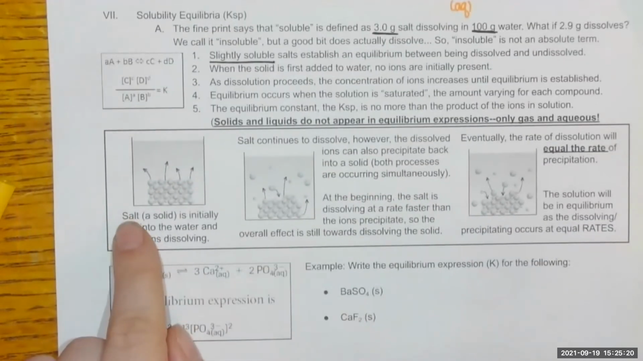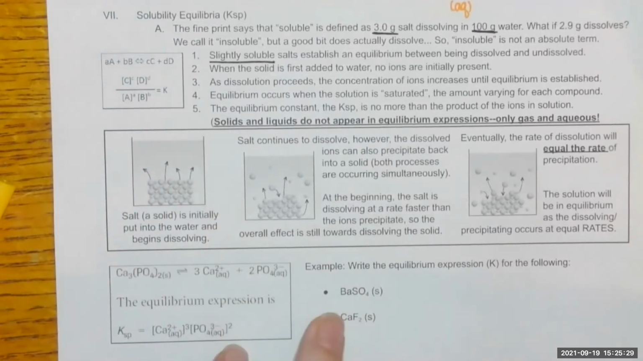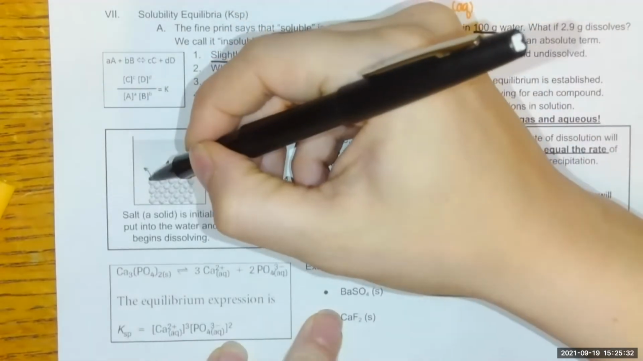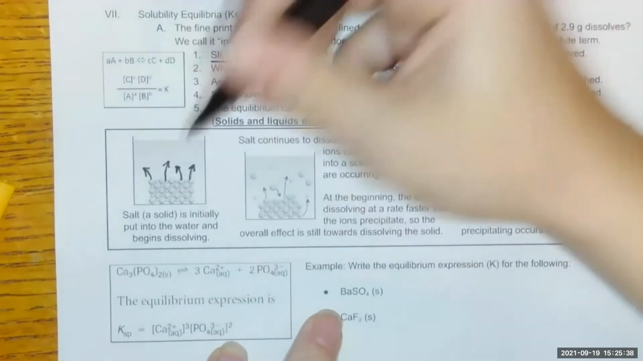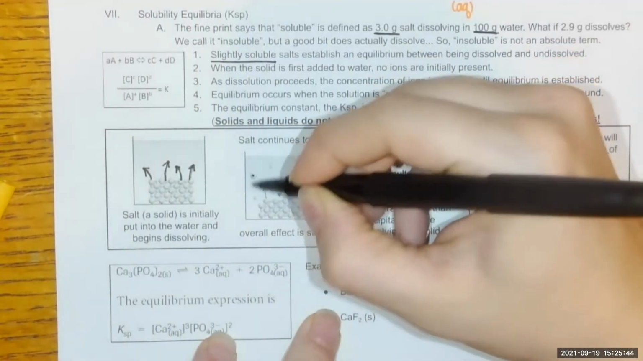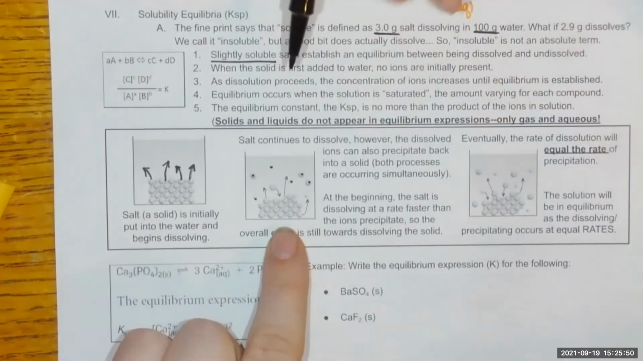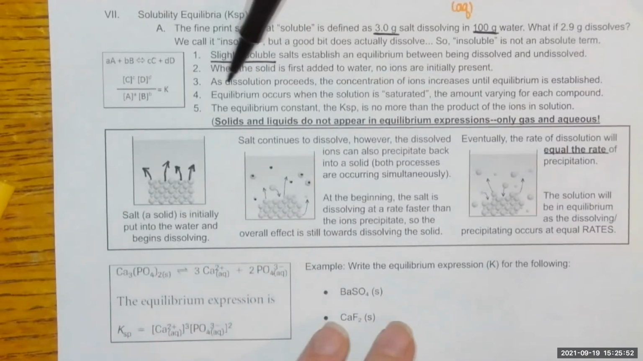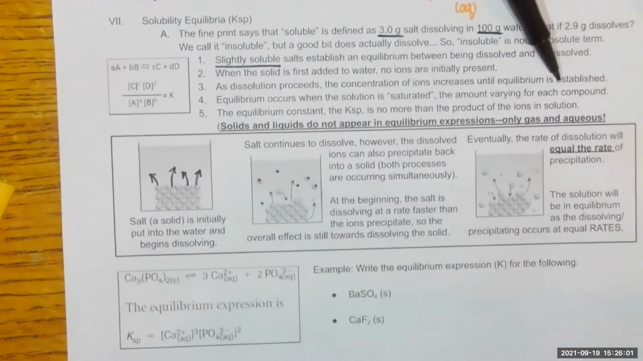That makes sense. When we put salt, a solid, into a beaker of water, it begins to dissolve. There's nothing up here in the water, and we have to wait for this to dissolve before there's going to be anything in the water. As it dissolves, now look, we've got stuff. As the dissolution proceeds, the concentration of the ions increases until equilibrium is established.